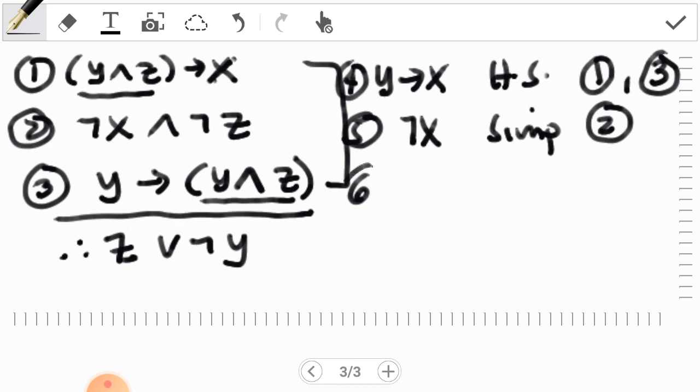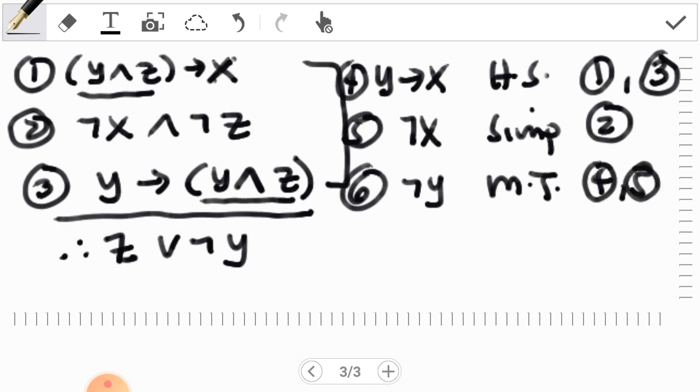And then, after simplifying line number 2, obtaining not X, we can now use line number 5 with line number 4 using modus tollens. And what will that give us? Y implies X, not X. Go to your modus tollens. Modus tollens states that P implies Q, not Q, therefore not P. So our conclusion here will be not Y, using modus tollens of 4 and 5.